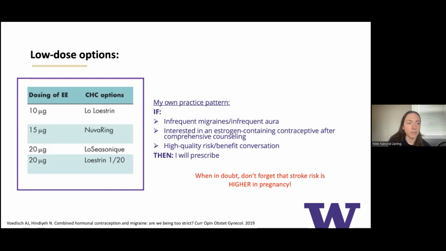And on the left side of this slide, you can see some of those very low estrogen options. So low estrogen is the lowest amount of estrogen. NuvaRing is fairly low as well. And then one of our bread and butter oral contraceptives is low estrogen. I bet many of you have prescribed that, and that's just 20 micrograms.